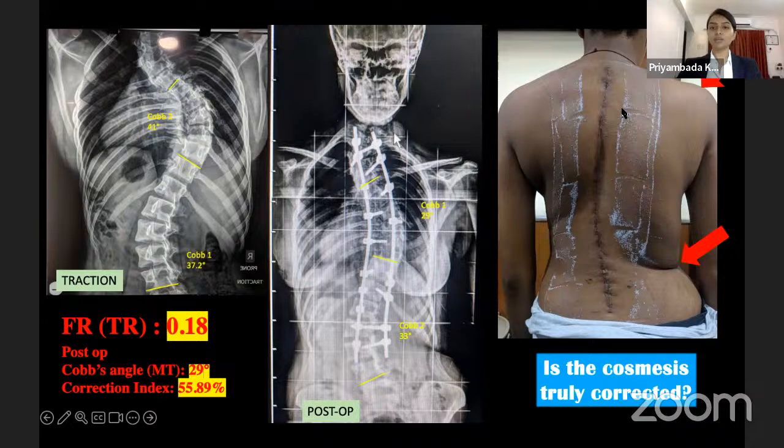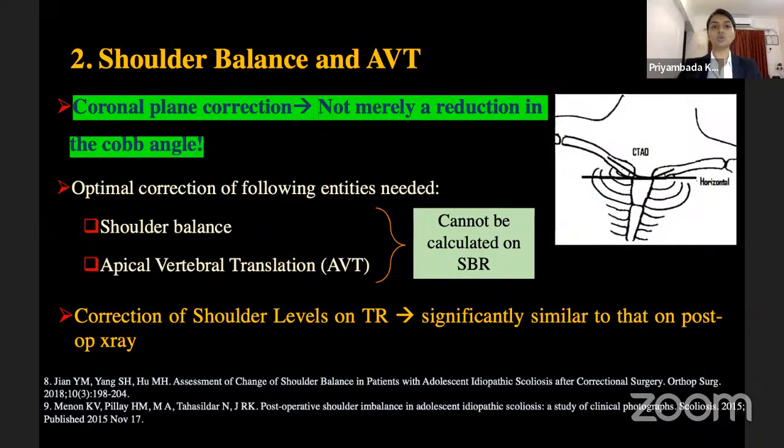But when you look at the patient clinically, post-operatively, is the cosmesis truly corrected? If you notice carefully, the patient still has asymmetrical shoulders and still a persistent loin crease. This brings me to the second attribute, which is very important: shoulder balance and apical vertebral translation.